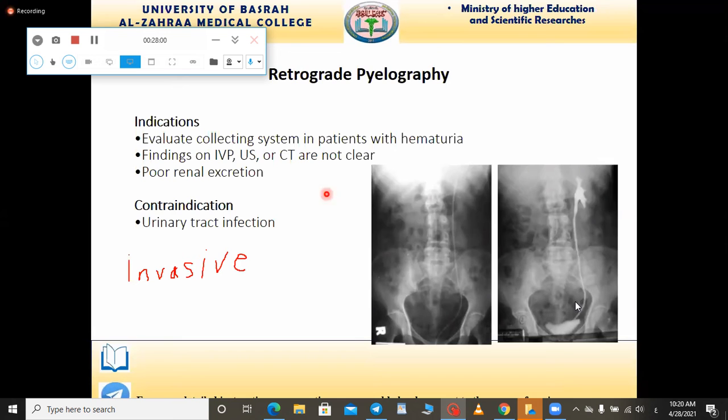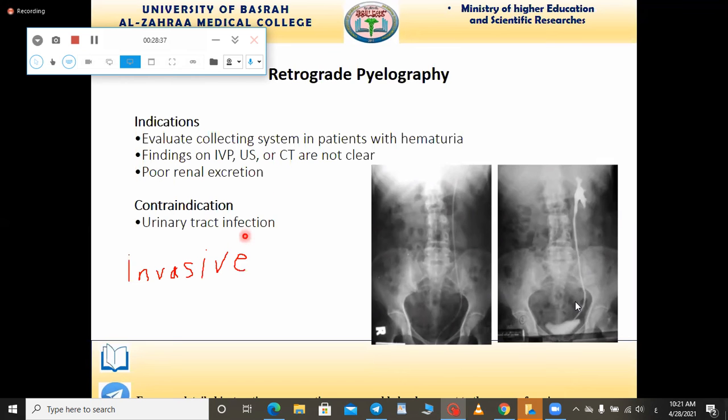But what is, in general, the indication of this retrograde study? To evaluate the collecting system in patients with hematuria. If a finding on IVP, ultrasound or CT is not clear and you need more confirmation, you can use it. And lastly, most important, when the patient has poor renal excretion and we need to do a contrast study, it is better to push the contrast directly through the catheter rather than give it intravenously. Clear?